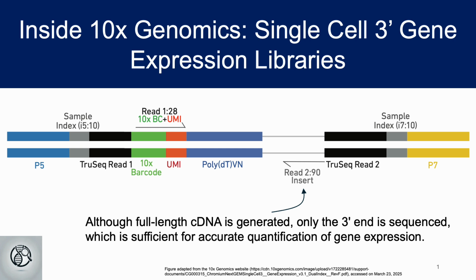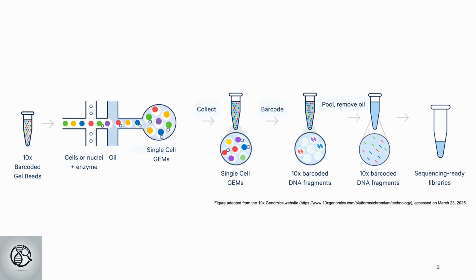Let's break it down. This video assumes you have some basic understanding of 10x single-cell technologies. Briefly, you start with gel beads, use microfluidics to create gel beads in emulsion or gems, synthesize cDNA inside each gem, then pool the gems to amplify the cDNA, and generate sequencing-ready libraries. Let's take a closer look at what happens after a gem is created.